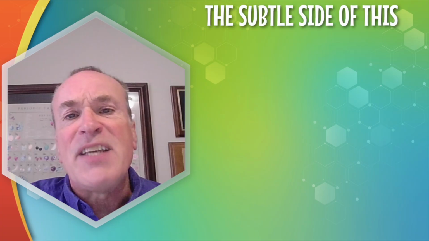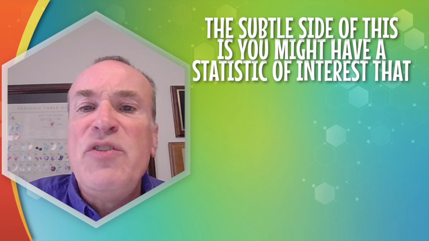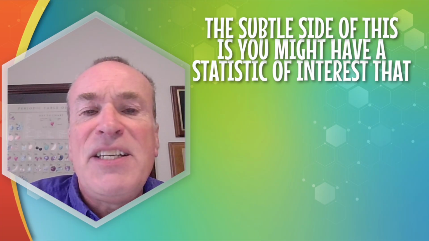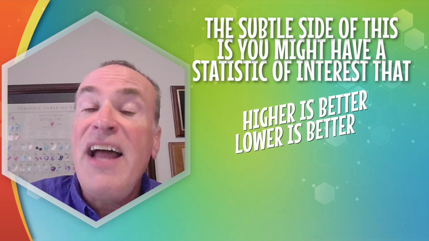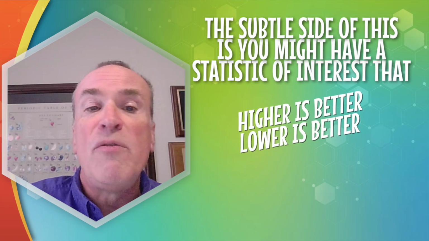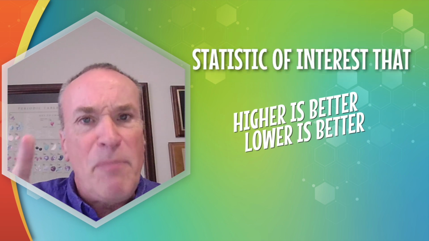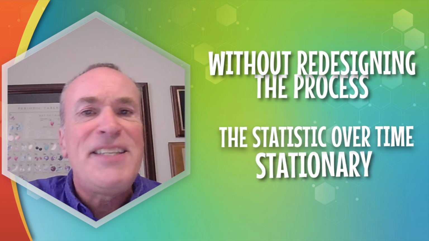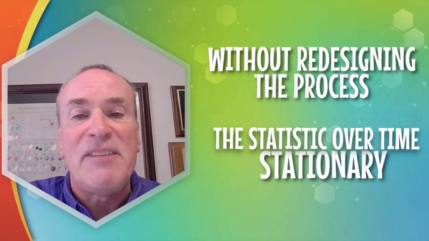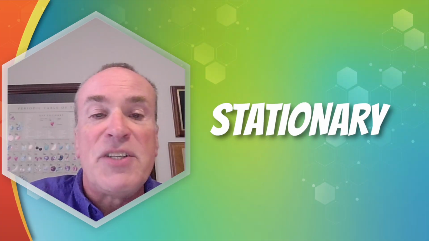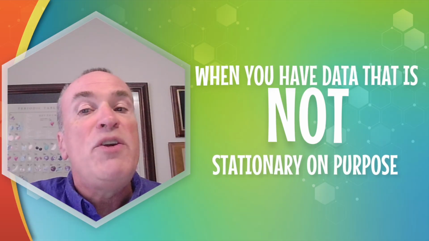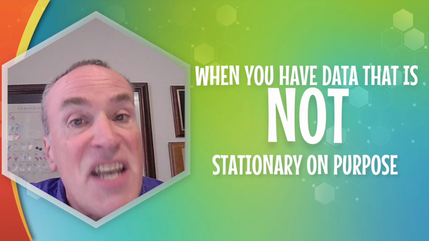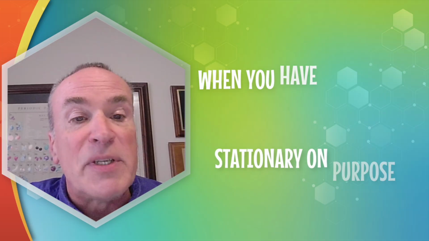Now, the subtle side of this is that you might have a statistic of interest that higher is better or lower is better, but without redesigning the process, the statistic over time is stationary. So treat it as stationary. Today's episode is going to talk about when you have data that is not stationary on purpose.